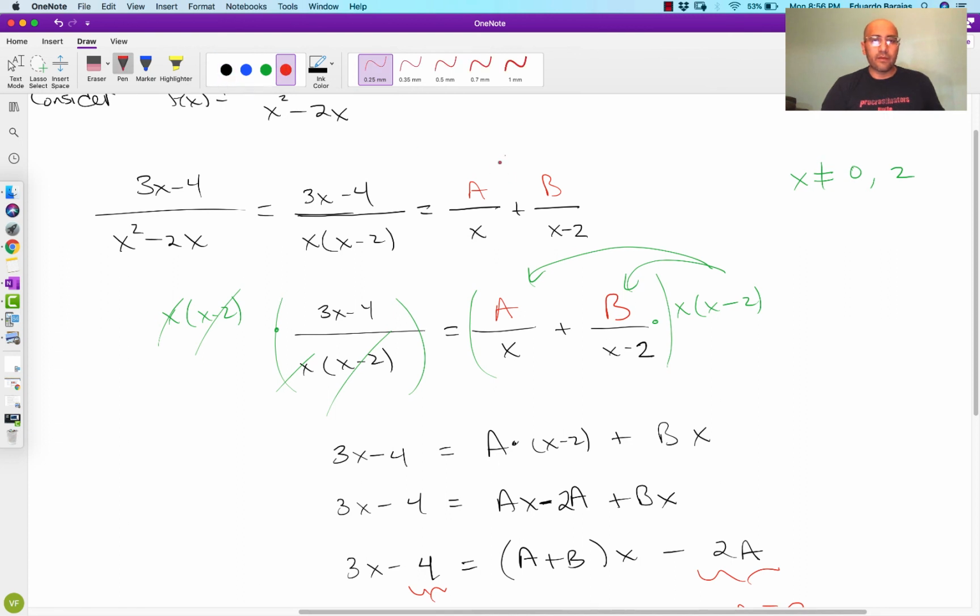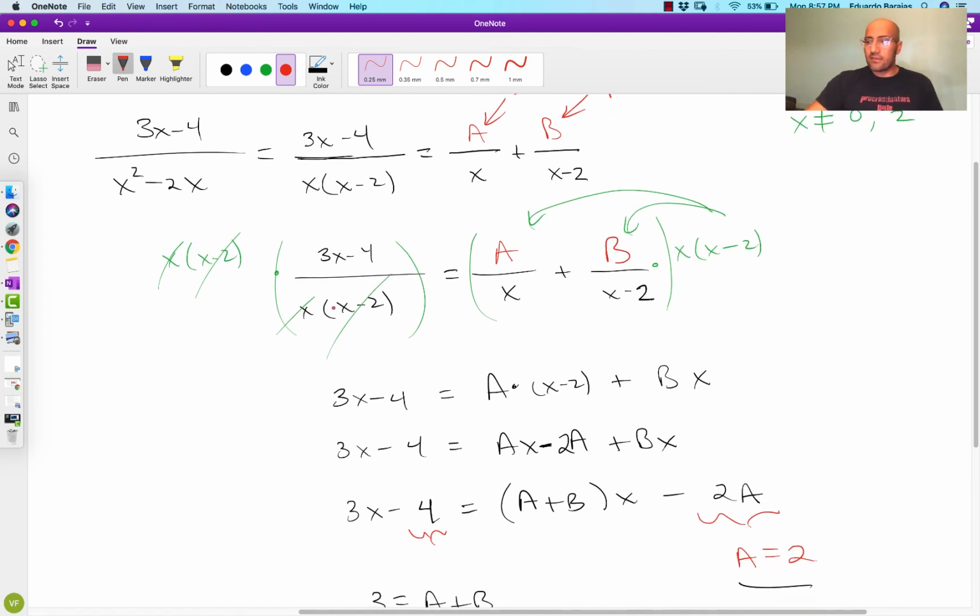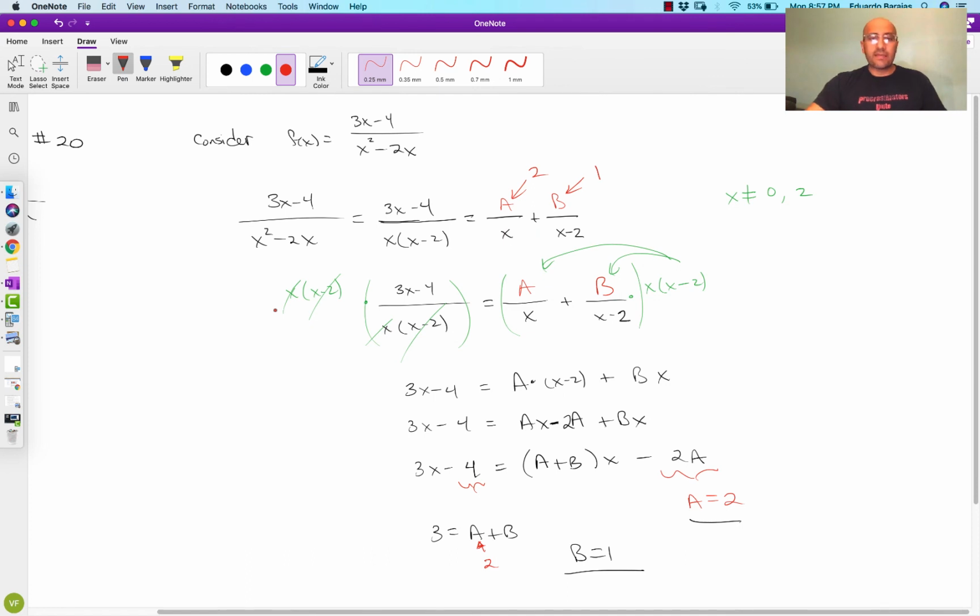Right, so coming back up here, I can say that this is equal to 2, and this guy equals 1. Okay, so bringing it together after the partial fraction decomposition, I can say that this function I was thinking about is equivalent to 2 over x plus 1 over x minus 2. Now this is two separate functions, a summation of two functions.